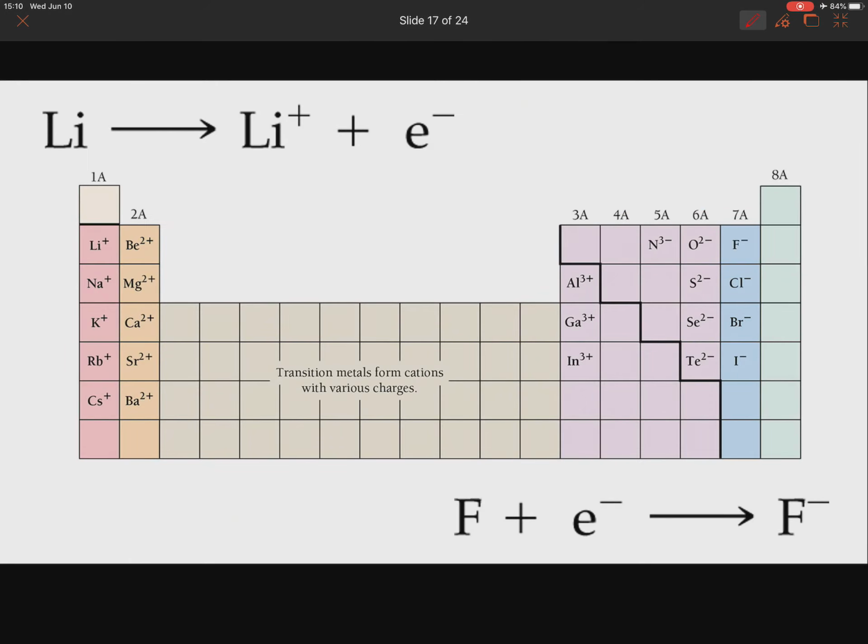Okay, so in chemical reactions, atoms will lose or gain electrons and form particles called ions. Now, positive ions are called cations.